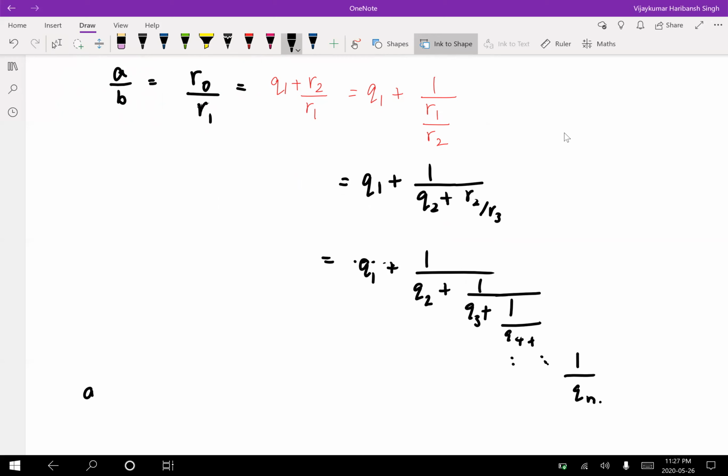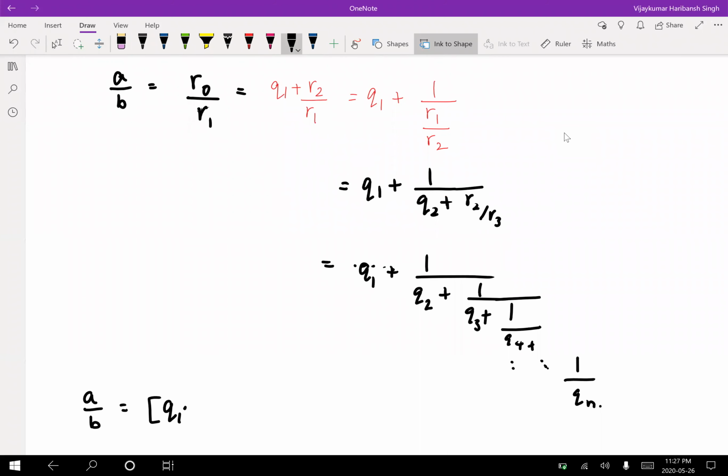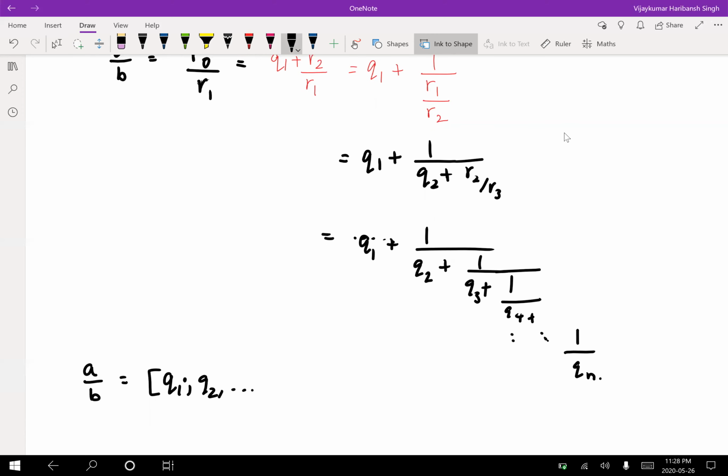So therefore, the continued fraction expression for this is simply starting with Q1, and Q1 need not be positive. Because if you're dividing, say, -5 by 2, then clearly you'll have to have a -3 here plus a remainder of 1. You can't have a positive number here if you're dividing a negative by a positive number. So we get Q1, Q2, dot dot dot, Qn. This is how you can find the continued fraction for a rational number.